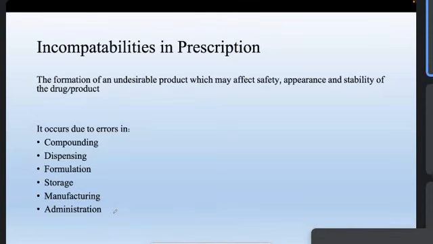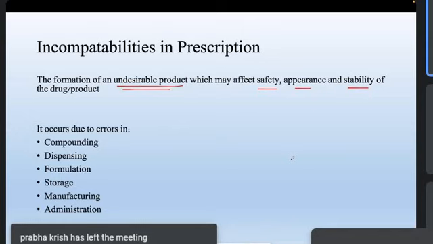So these are all collectively called an incompatibility in a prescription, or errors in a prescription. Okay, so what happens during an incompatibility is an undesirable product, a product that you do not desire to see. So it may affect the safety, appearance and stability of the drug. So that is an incompatibility of a prescription.